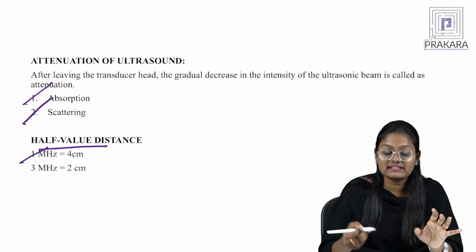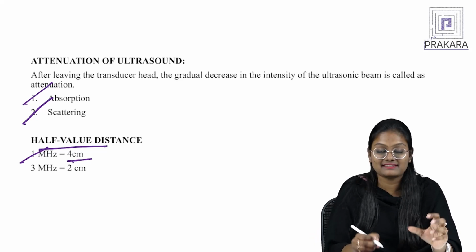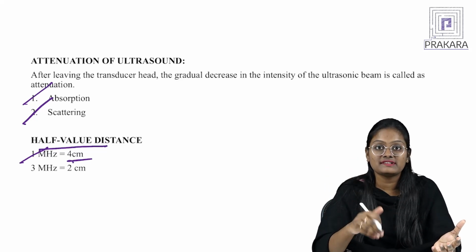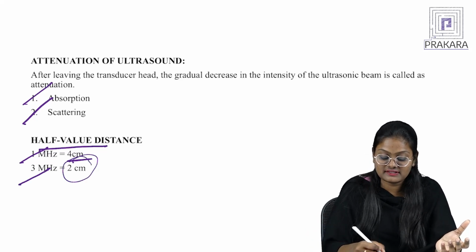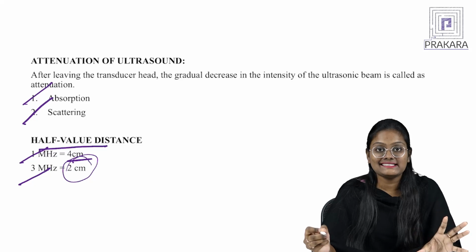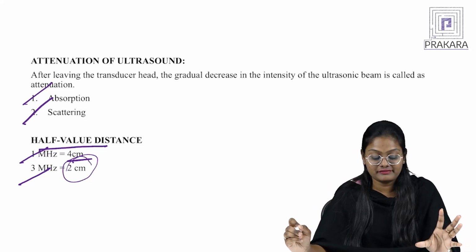Now if you are giving 1 megahertz, then the half value distance would be 4 centimeters, like it can go up to 4 centimeters. If you're giving 3 megahertz of frequency, the half value distance is 2 centimeters, that is, the depth of penetration will be up to 2 centimeters. Okay, that is half value distance.